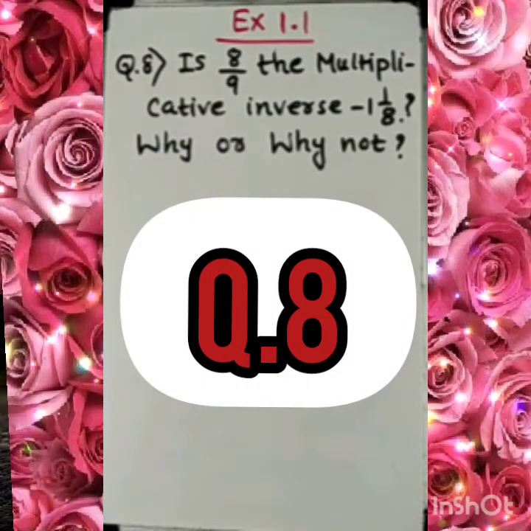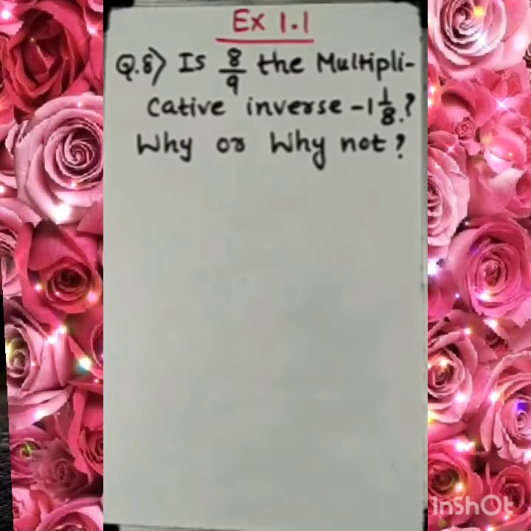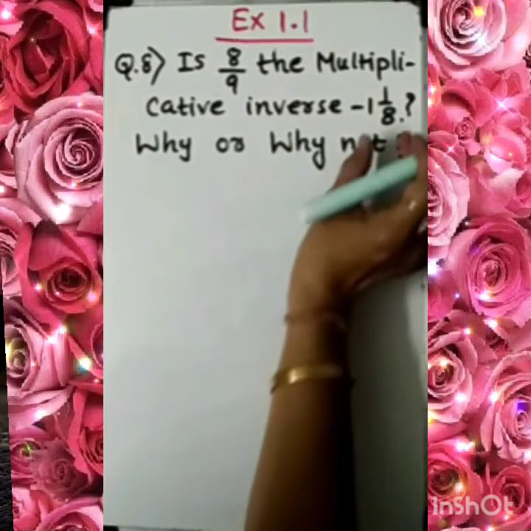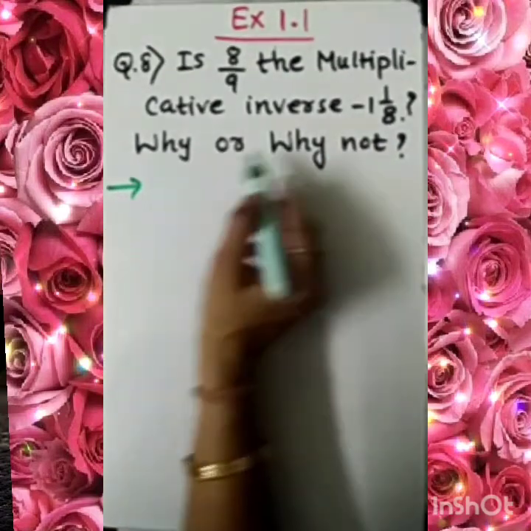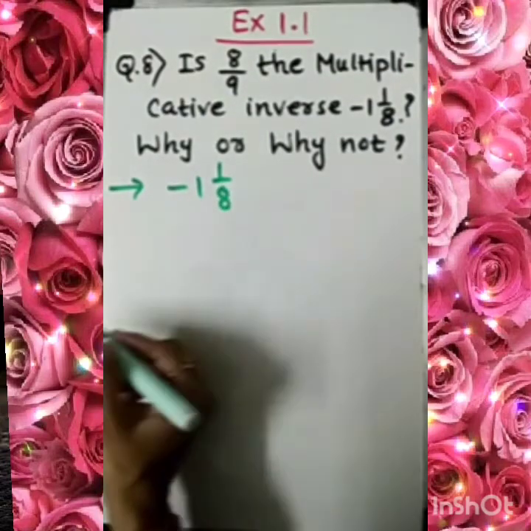So dear student, here the question is in front of you. Question number 8. Is 8 by 9 the multiplicative inverse of minus 1 by 8? Why or why not? Okay, we have to check. Is it a multiplicative inverse of this number? So let's check. First of all, what is the number? Think about that number. Minus 1 by 8. This is the number. Fine.